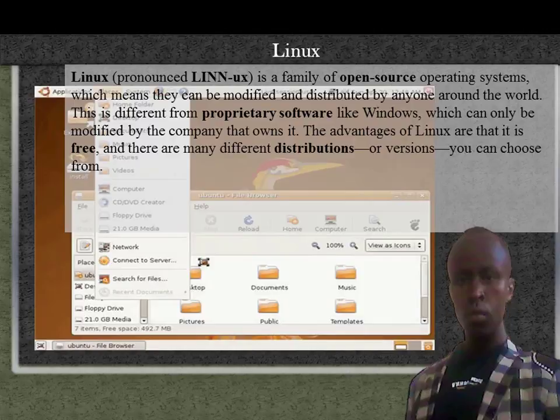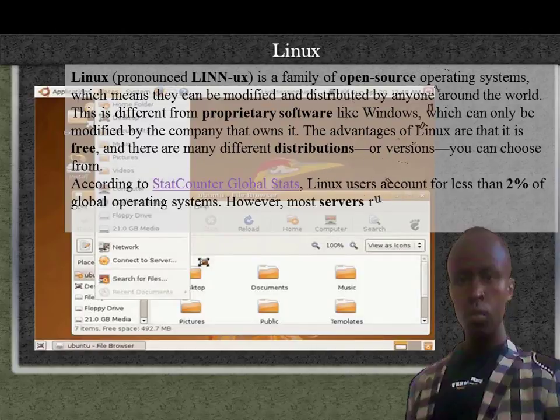The advantages of Linux are that it is free. We have more distributions, and there are many versions you can choose from. Linux users account for less than 2% of the global operating system market. However, most servers run Linux because it's relatively easy to customize. Servers are those huge computers that store huge sets of data.